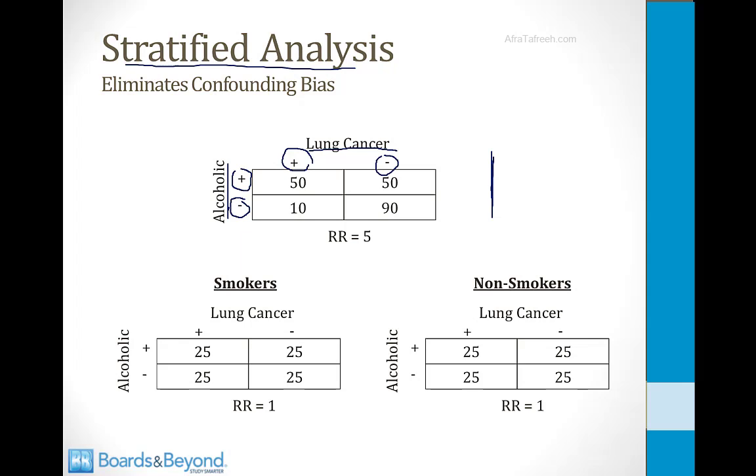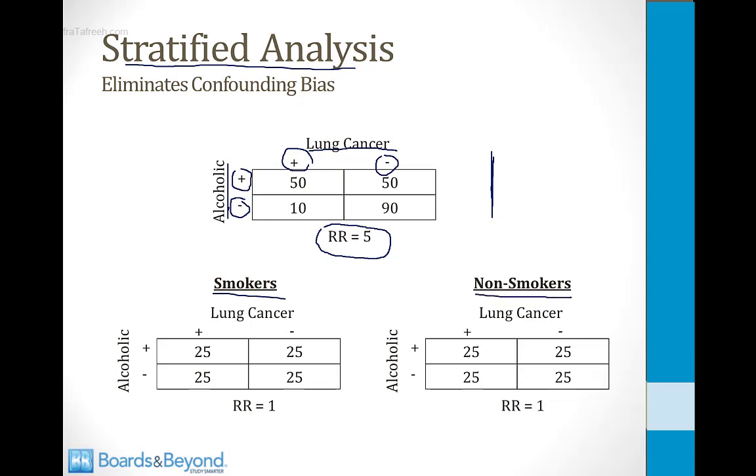And I've split the patients up such that we get a relative risk for alcoholism and lung cancer of 5. So this would suggest that you are 5 times more likely to get lung cancer if you are an alcoholic compared to if you are not an alcoholic. However, down at the bottom of the screen, I have split the results up into smokers on the left and non-smokers on the right. Let's look at the smokers first.